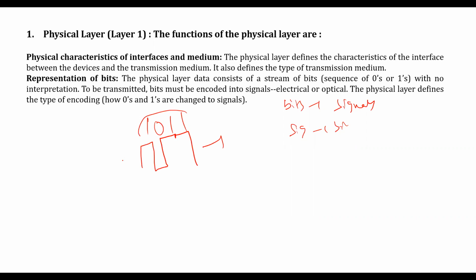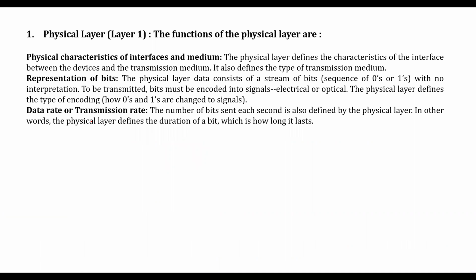So these bits are converted into signals. At the receiver side, again the signal is converted into actual bits. That is called representation of bits. And data rate or transmission rate. Data rate means the number of bits transmitted per second. The number of bits sent each second is also defined by the physical layer. In other words, the physical layer defines the duration of a bit, which is how long it lasts. Number of bits within a unit of time.